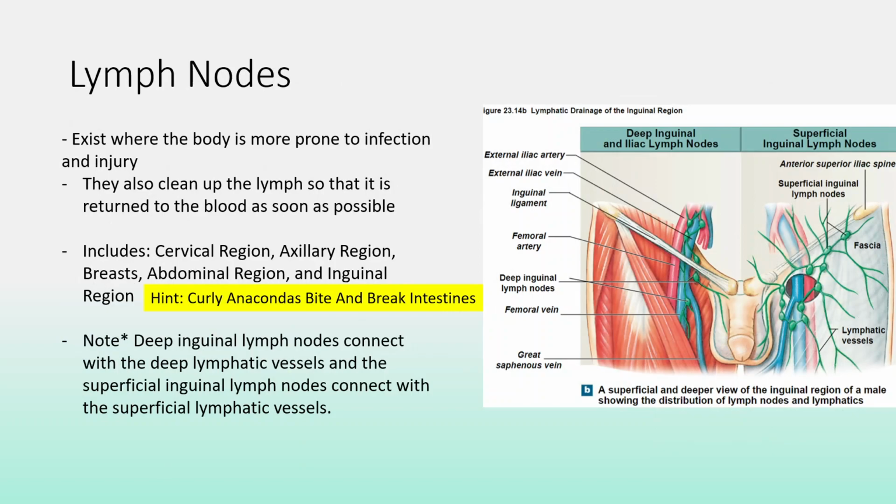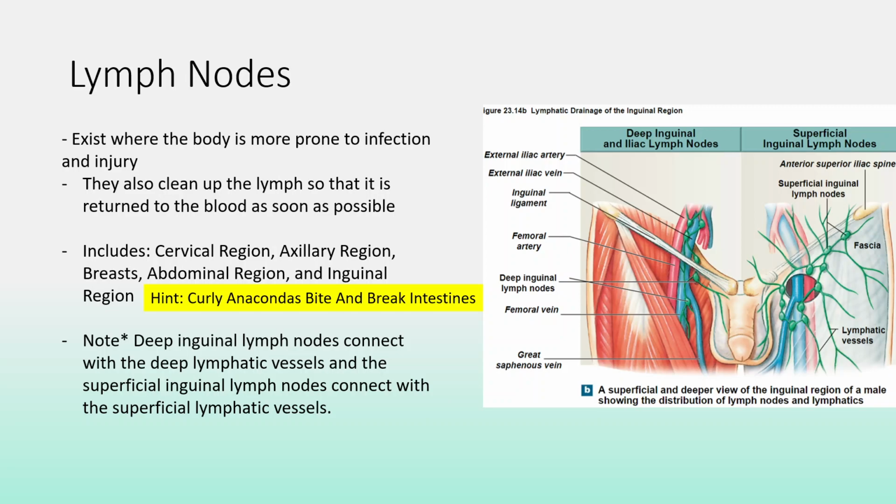Next, we have the lymph nodes, right? They are among the bigger organs present in the lymphatic system, with many of them throughout the body. They exist where the body is more prone to infection and injury. So we have lymph nodes in the axillary region, for example. We have cervical lymph nodes, abdominal, and popliteal lymph nodes. They also clean up the lymph so that it's returned to the blood as soon as possible.